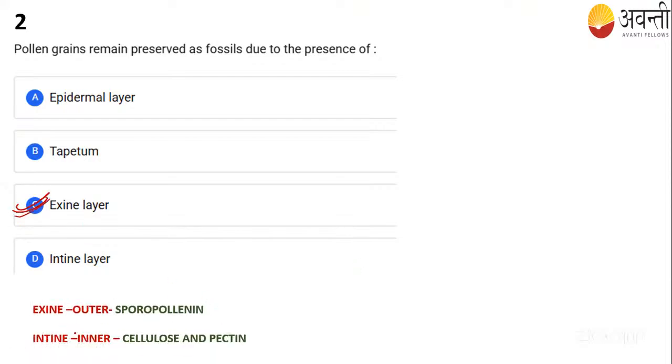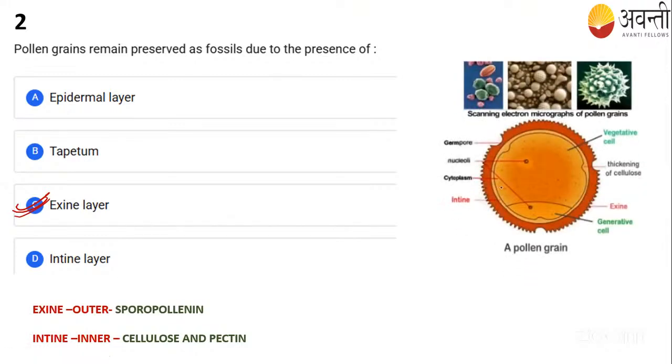We have studied that the pollen grain has the outer layer, that is the exine layer, made up of sporopollenin, which remains and is not affected. The sporopollenin is not affected by alkaline conditions, acidic conditions, or enzymes. Enzymes also cannot break the sporopollenin. Then you will get the question, ma'am, from where will the pollen tube be formed, or from where the male gamete is going to be released.